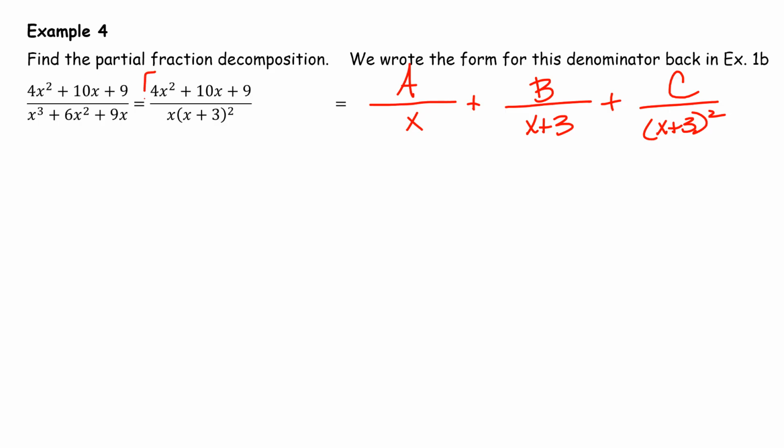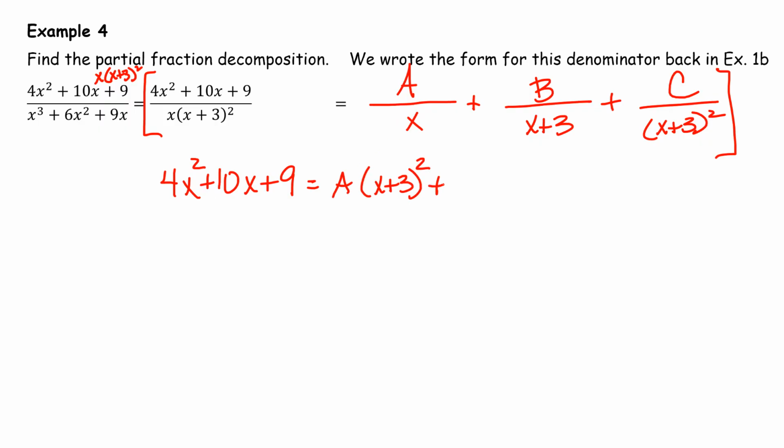We're going to multiply both sides of this equation by the common denominator, which in this case is going to be x times (x plus 3) squared. When we do that, the left side, that whole denominator cancels, and we end up with 4x squared plus 10x plus 9. Now, with A over x, the x cancels, and we have A times (x plus 3) squared. With the B over (x plus 3), the (x plus 3) cancels, and we end up with Bx times (x plus 3). And then on the last one, we just have Cx.